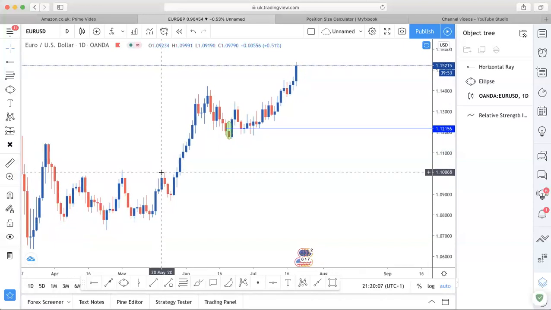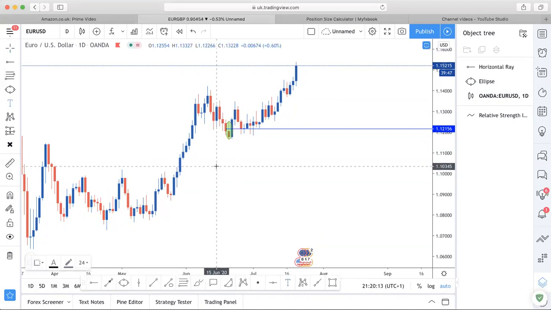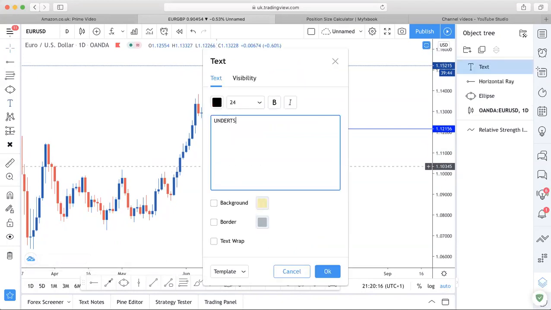Another thing that we need to trade smart money is the understanding of liquidity.